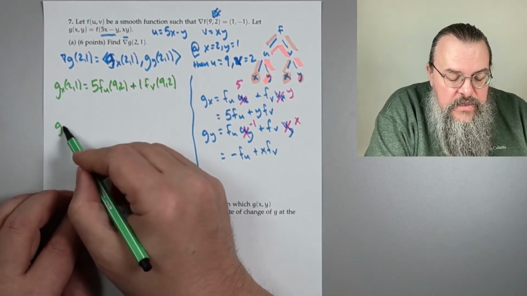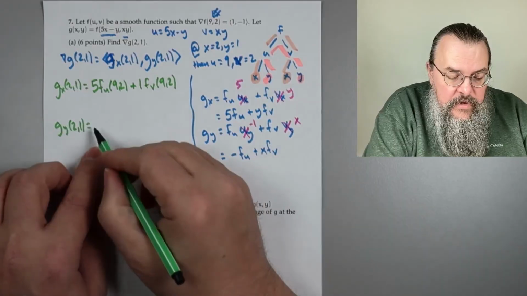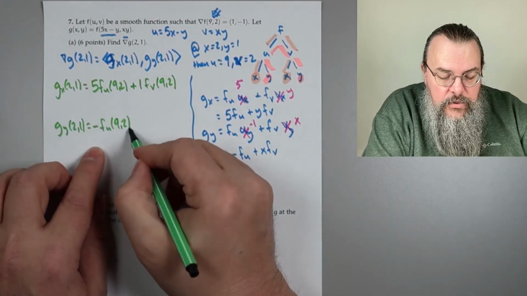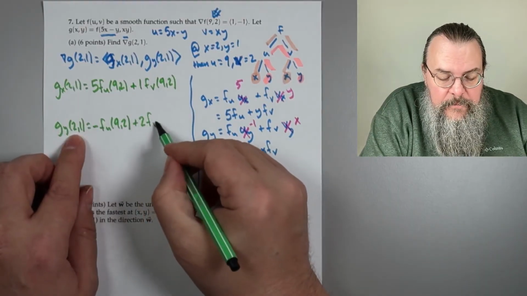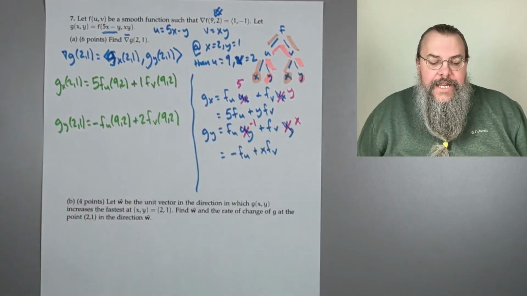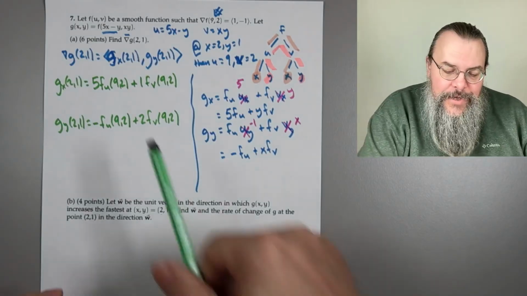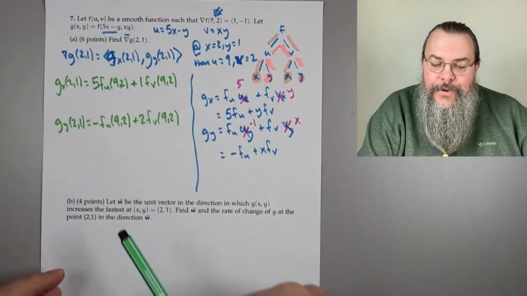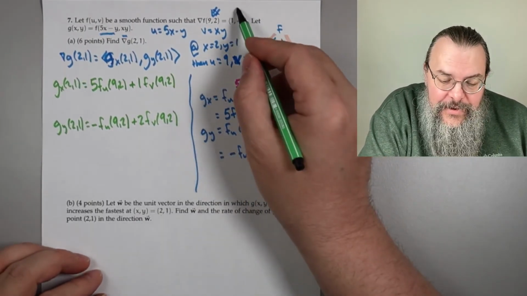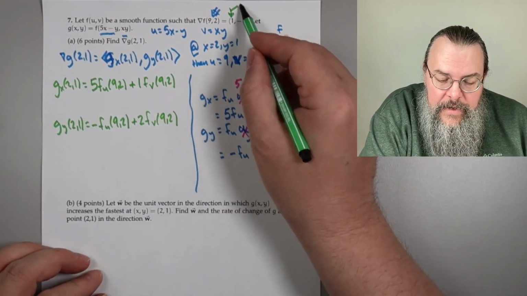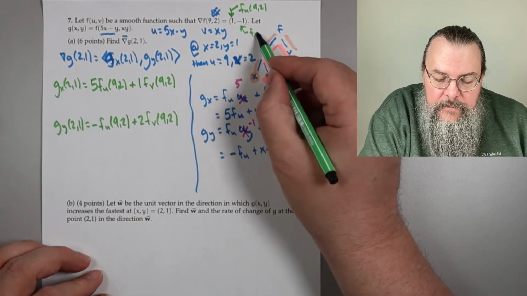Similar, g sub y of (2, 1) is what? Well, it's minus f sub u at (9, 2), times x, which is 2, so plus 2 f sub v at (9, 2). Okay, now you would think that we're stuck. Do we know what f_u and f_v are at (9, 2)? We do, because they told us. So this 1, that's f sub u at (9, 2), and this minus 1, that's f sub v at (9, 2).